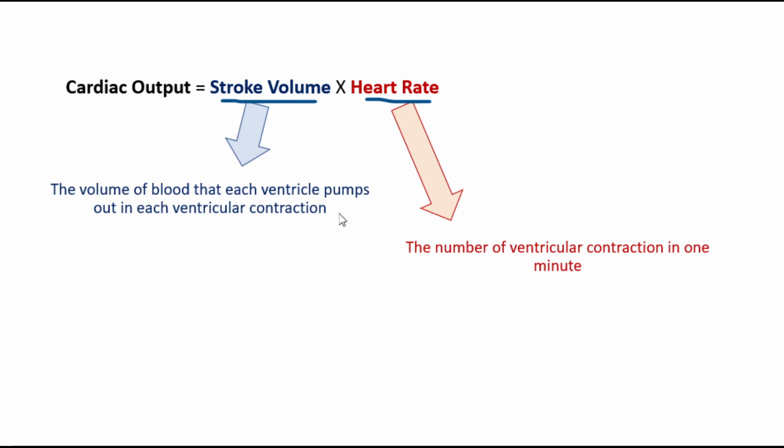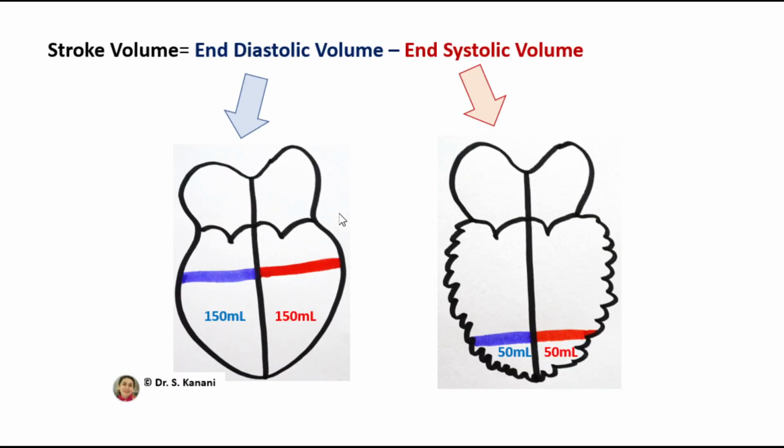To find out the stroke volume, what we need would be, at the end of relaxation of the ventricle, how much blood we have inside the ventricle, and after the ventricle pushes blood out, how much blood is left inside the ventricle. We refer to the volume of blood inside the ventricle at the end of its relaxation as end diastolic volume. And when the ventricle contracts, exactly at the end of its contraction, how much blood is left inside the ventricle would be referred to as end systolic volume.